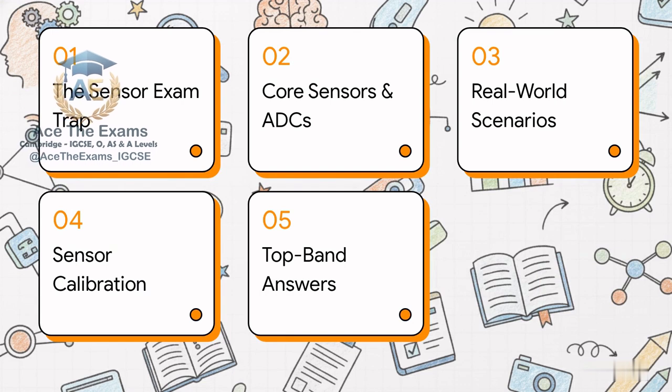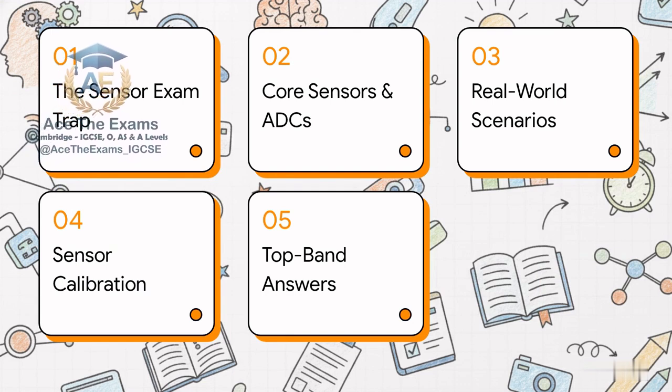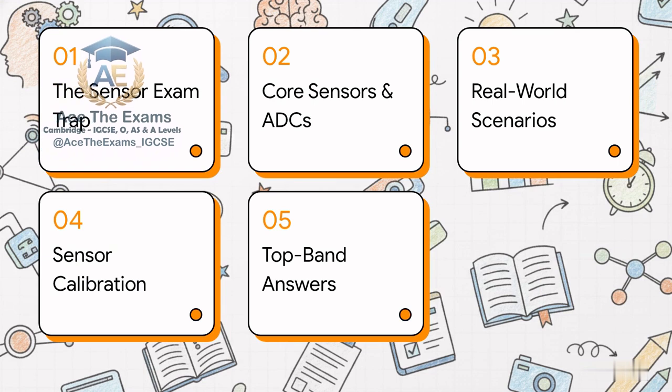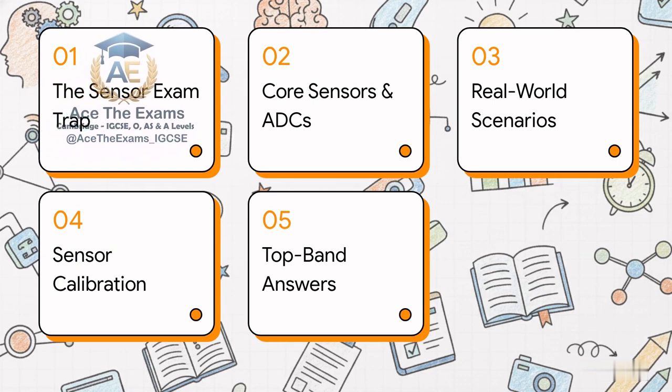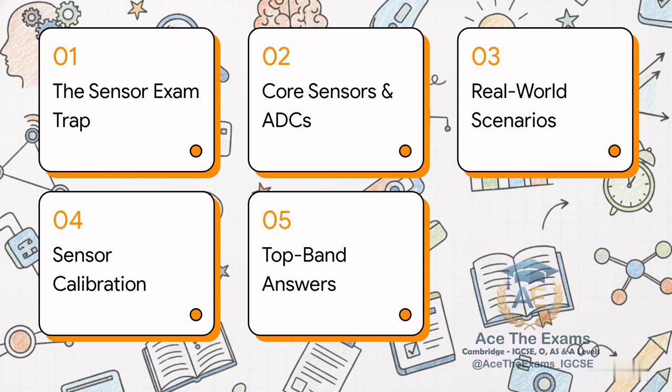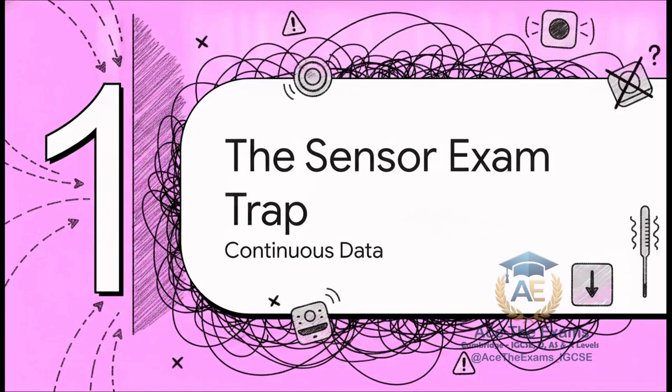So here's our quick roadmap. First, the sensor exam trap. Then, core sensors and ADCs, real-world scenarios, calibration, and finally, building top band answers. Let's get into it. Section 1. The sensor exam trap. Intermittent versus continuous data.